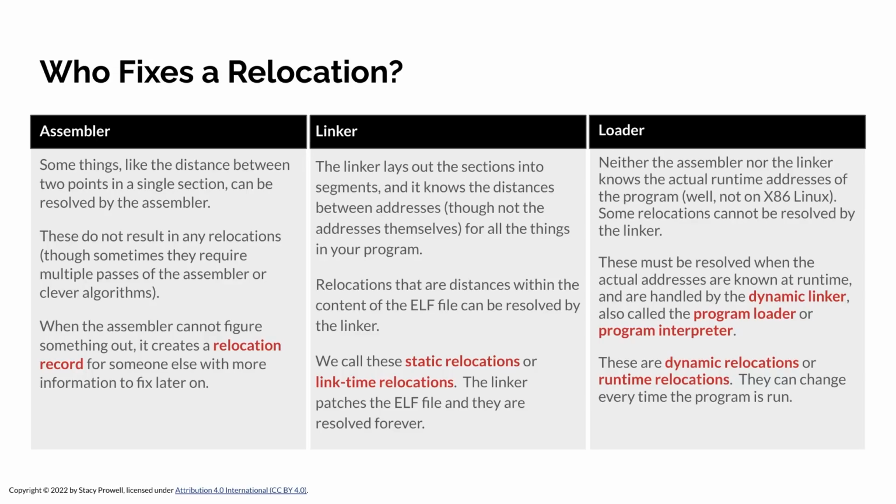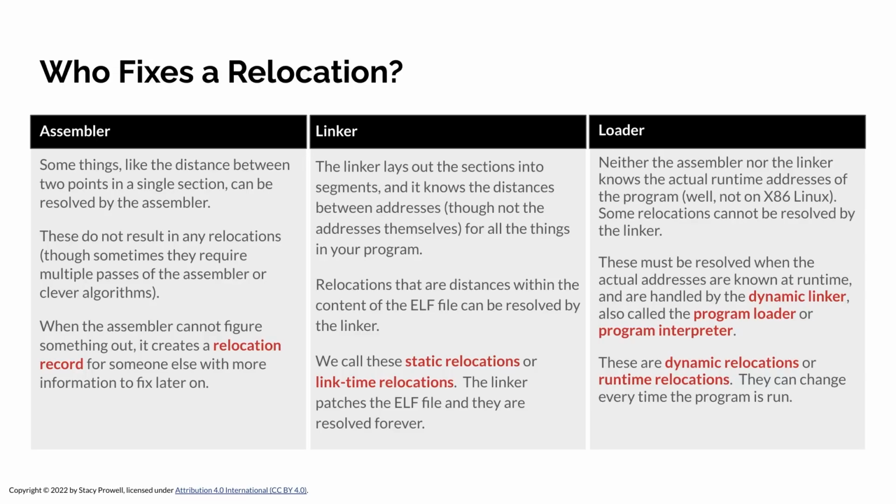Someone else has to fix that, so it creates relocations for those. The linker actually lays the sections out in the file and creates things like the GOT. So it knows how things within an ELF file relate to each other, like distances within an ELF file. So it would know the distance between, say, part of the text and some element in data or BSS. Okay? Knows those, but what it doesn't know is the absolute address at runtime.